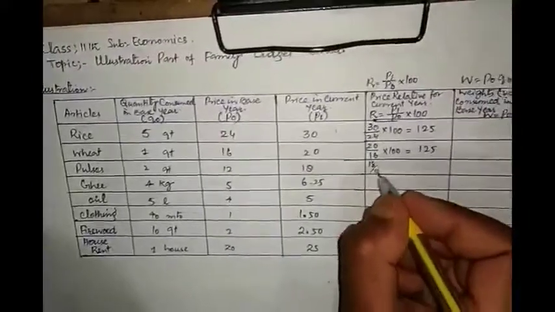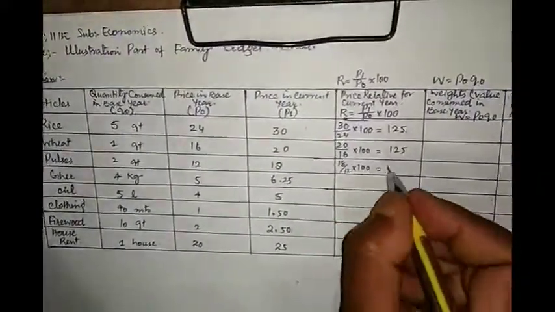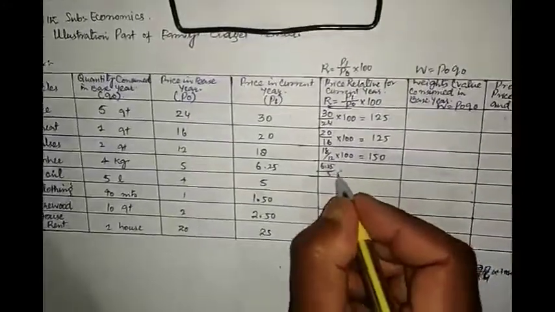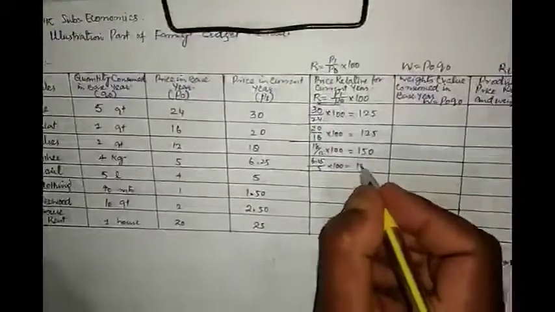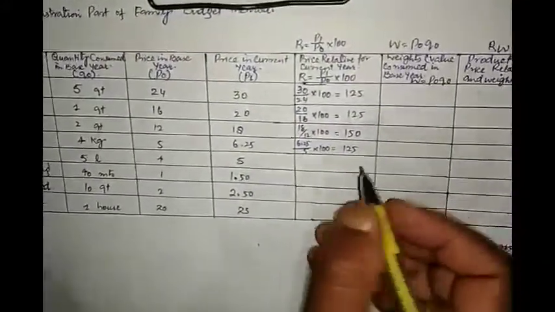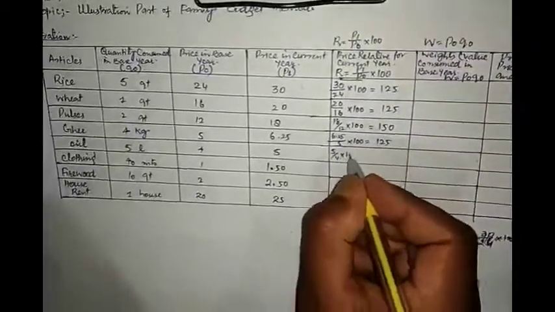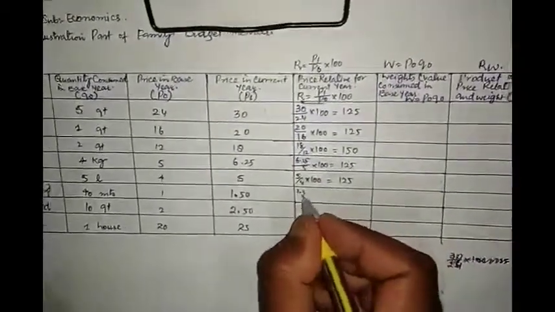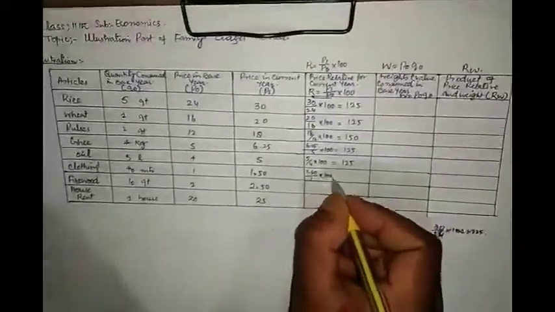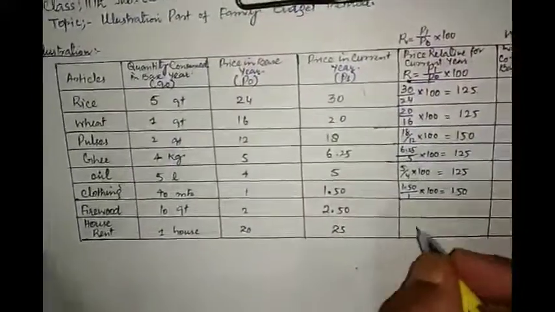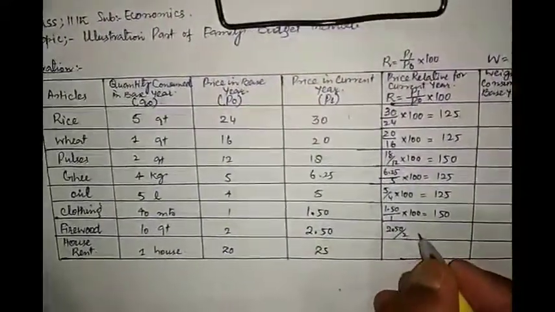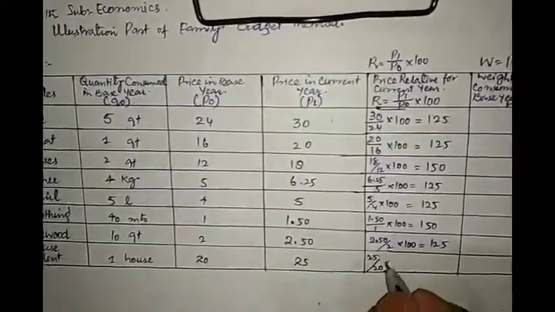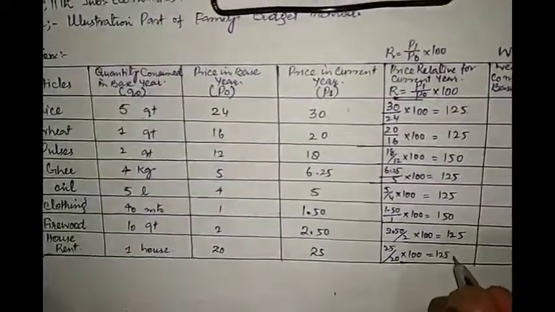18 divided by 12 into 100, that is equal to 150. 6.25 divided by 5 into 100, it is equal to 125. 5 divided by 4 into 100, it is equal to 125. 1.50 divided by 1 into 100, it is equal to 150. 2.50 divided by 2 into 100, it is equal to 125. 25 divided by 20 into 100, it is equal to 125.